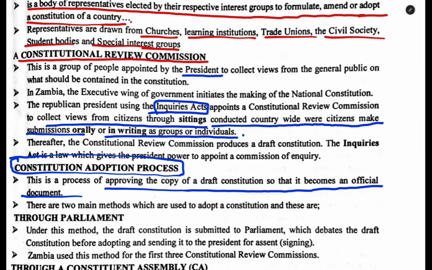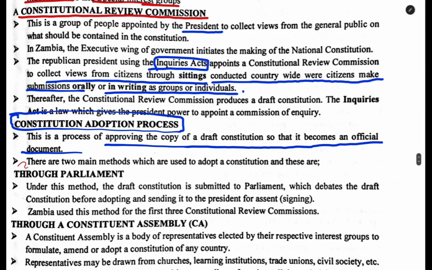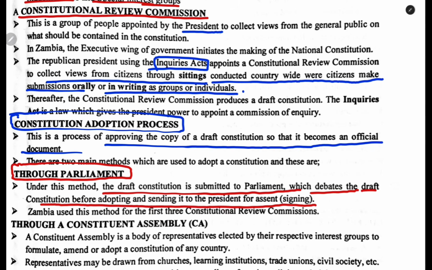Now, there are two methods that are mainly used in Zambia. One of them is through parliament. So let us say the Constitution Review Commission came up with a draft. This draft is tabled in the parliament and debated upon. Okay? And it passes through different stages. So under this method, the draft constitution is submitted to the parliament, which debates the draft before adopting it and sending it to the president for signing.